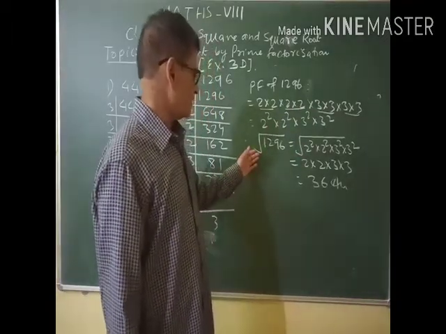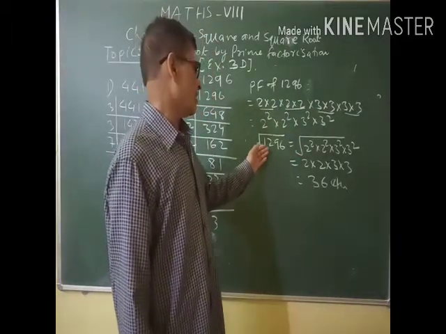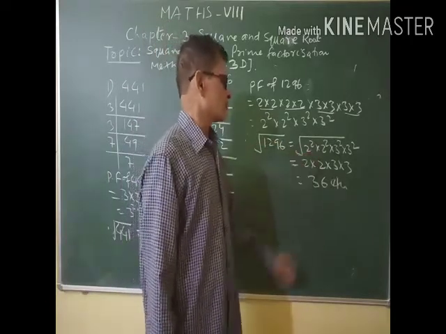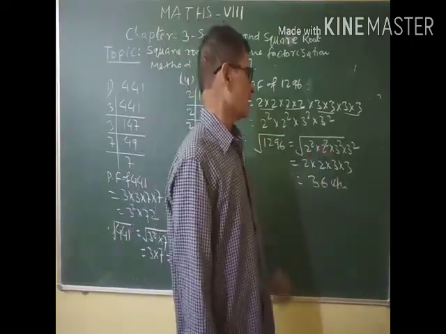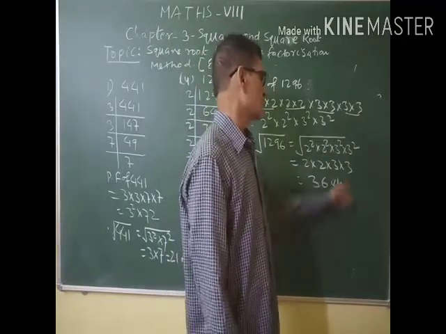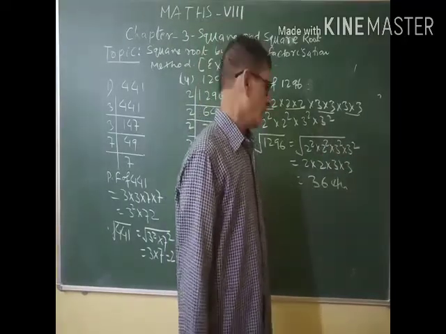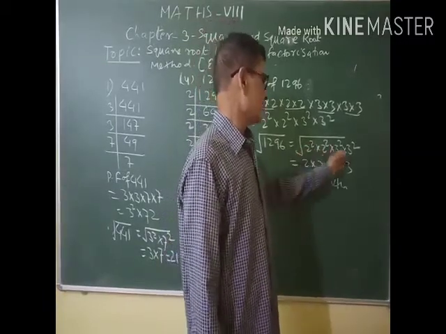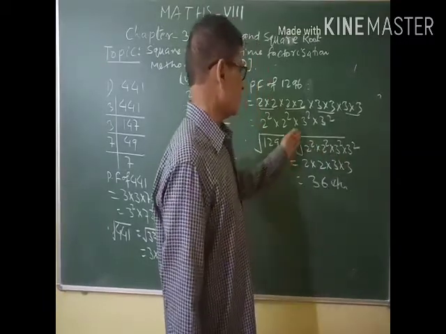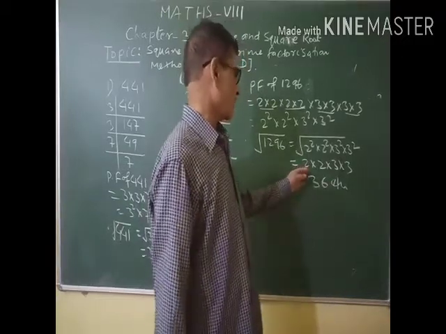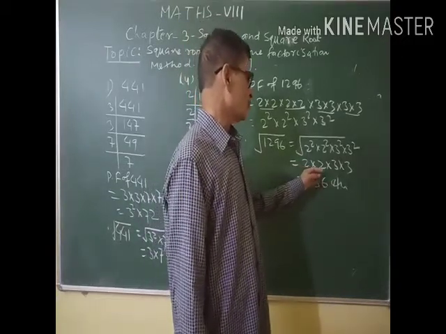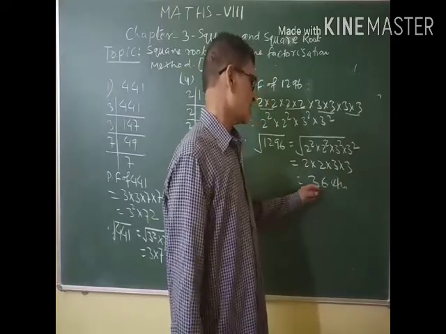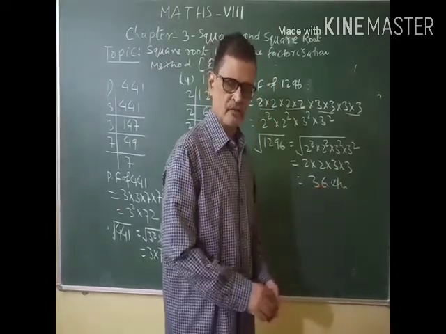Now you can write under root 1296 equal to under root 2 square into 2 square into 3 square into 3 square. Remove the squares along with the square root sign, then you can write 2 into 2 into 3 into 3, and this will be equal to 36. This is the answer.